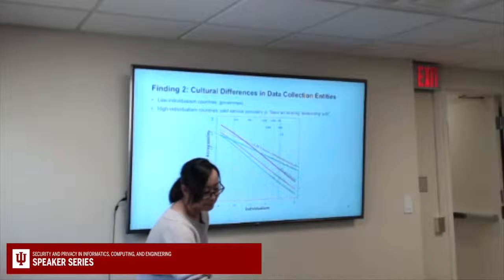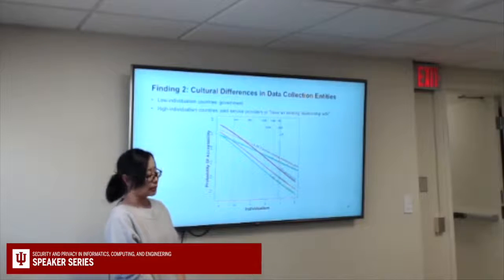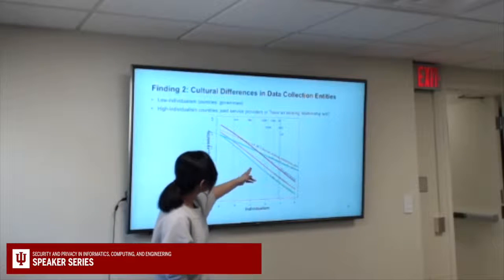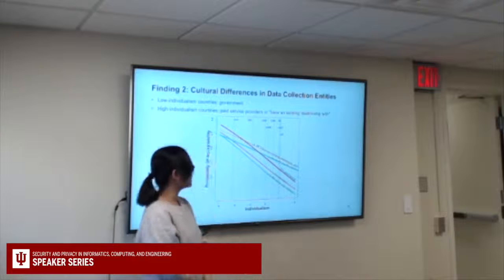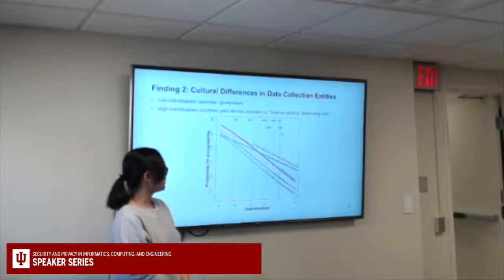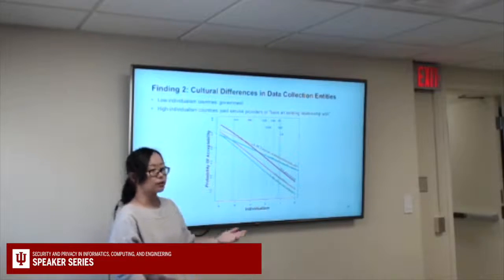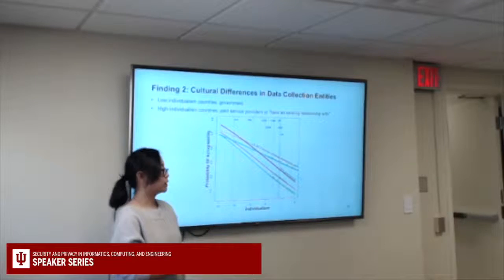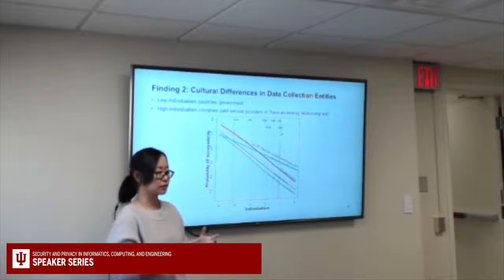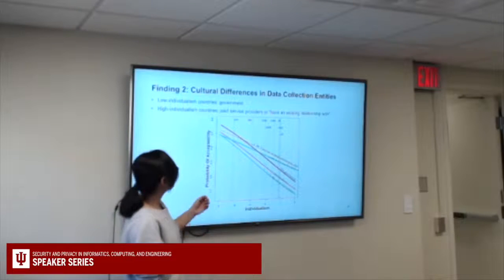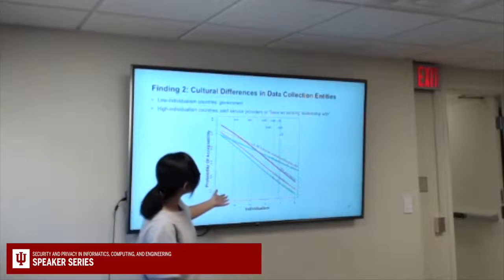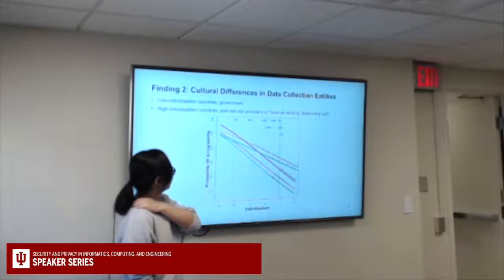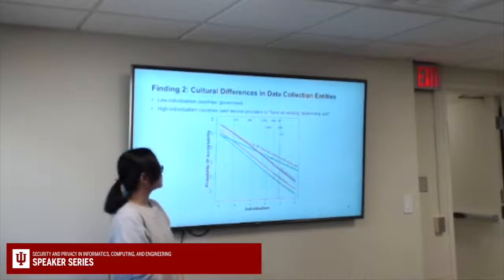And this one is about the data collection entities. For highly individualistic countries, a service provider that I have an existing relationship with, or a service provider that I pay for service, are more acceptable, because in those countries, people are maybe more comfortable with the contract-based relationship. Because they pay money, they trust them more. But in collective countries like China and India, the government is more acceptable than other data collection entities.